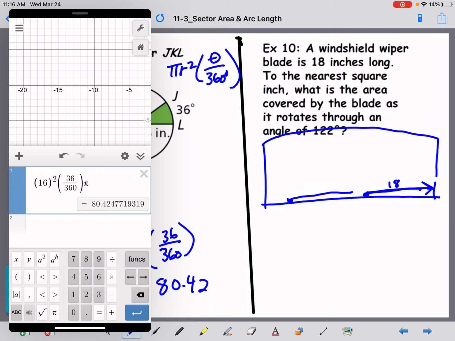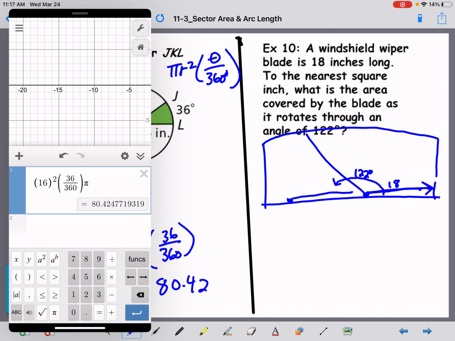All right? So what is the area covered by the blade as it rotates through an angle of 122 degrees? That means that when this windshield wiper moves, it moves all the way up and over to about right there. So that angle of rotation is about 122 degrees.